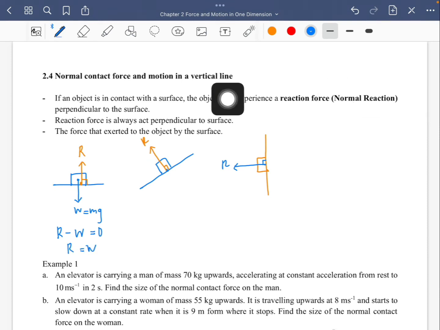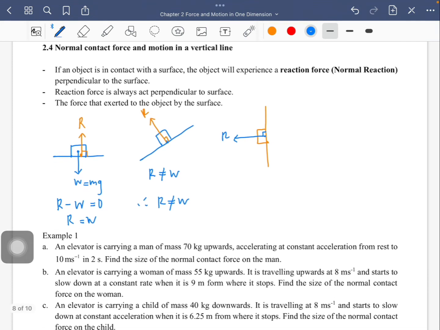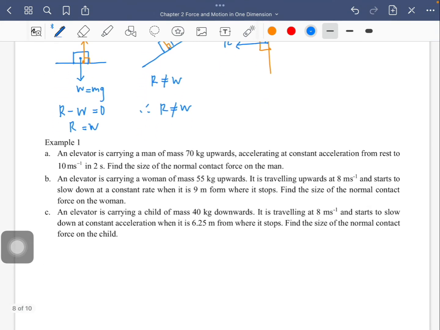However, for the case of slope surface, normal reaction force is not equal to the weight. So in general I can say that normal reaction force is not necessarily equal to weight. We need to resolve and consider all forces on an object, and any force acting parallel to the normal reaction force, and we need to consider all of it to calculate the normal reaction force. Alright, so let's see example 1 so that we can have better understanding here.